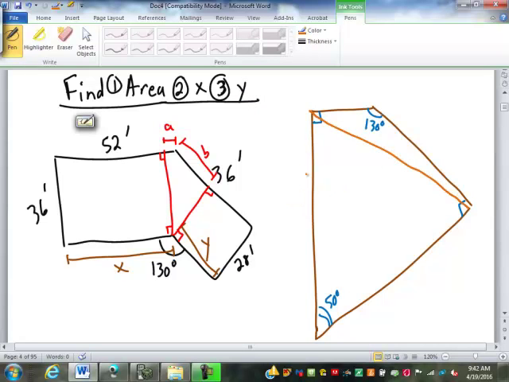Now, what else do we know about it right now? That's 36, and this is 28. So that means we can find this piece right here, if I call that C, using law of cosines. C squared, or C, is equal to the square root of 36 squared plus 28 squared minus 2 times 36 times 28 times the cosine of 50.